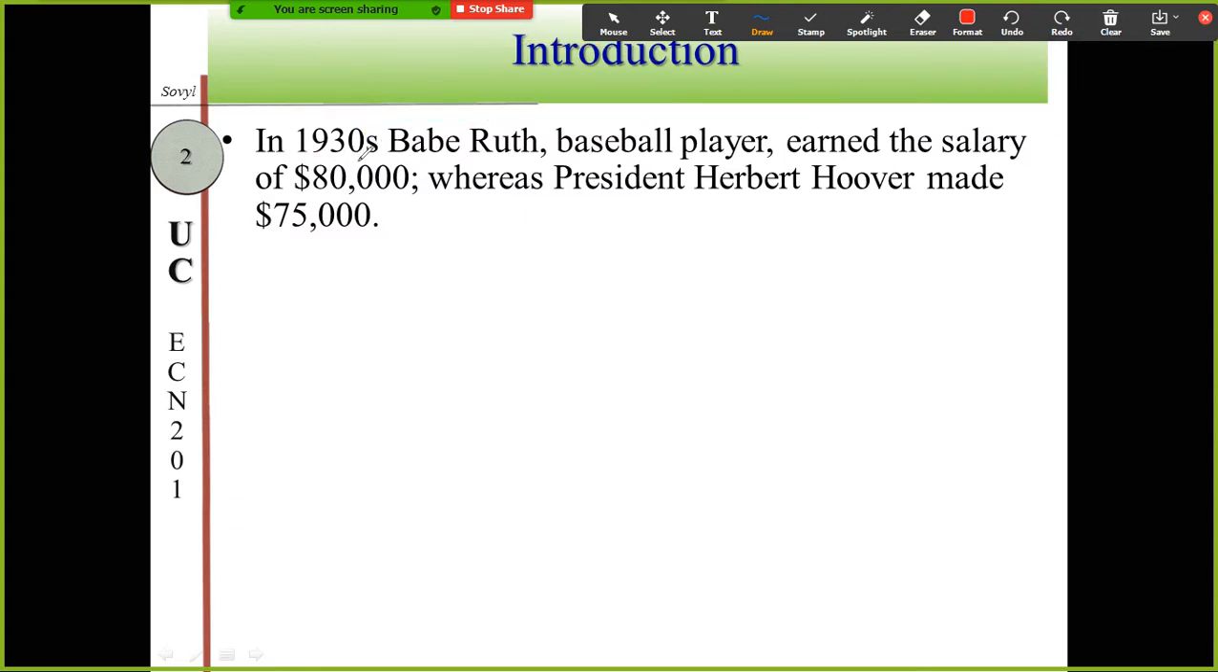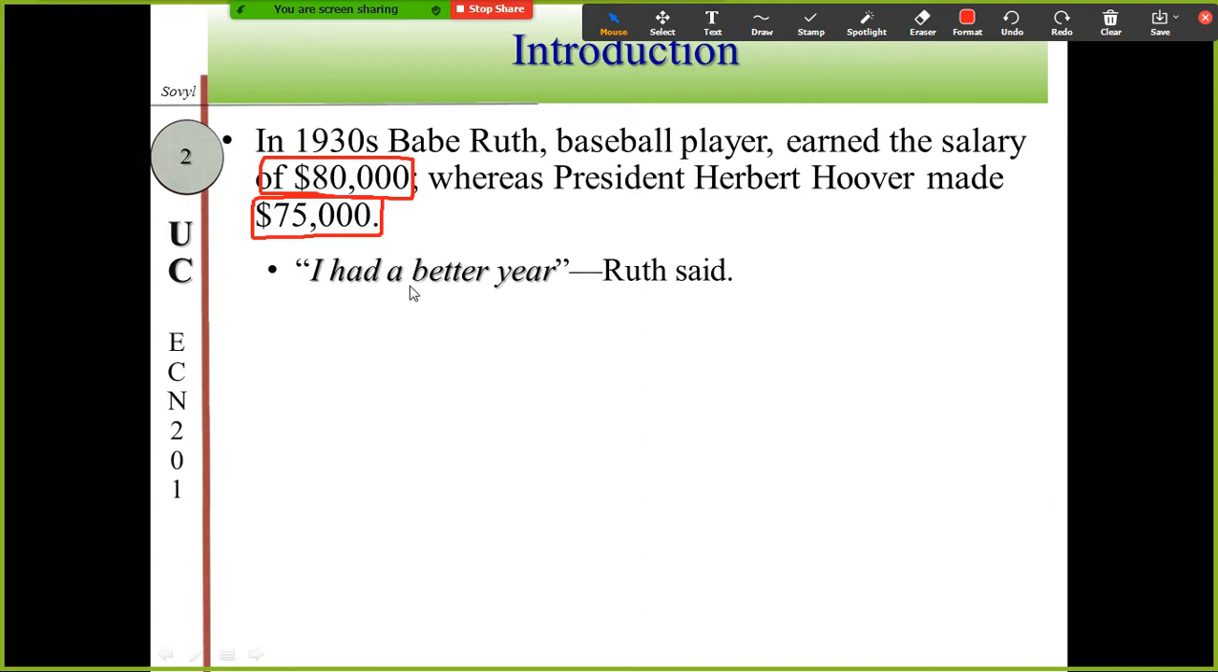In the 1930s, Babe Ruth was the top player, the best player in the United States, and could earn a salary of $80,000. Whereas the president of the United States at that time could earn a salary of only $75,000. Based on this, Ruth said that he had a better year, because his salary was greater than the president's salary.